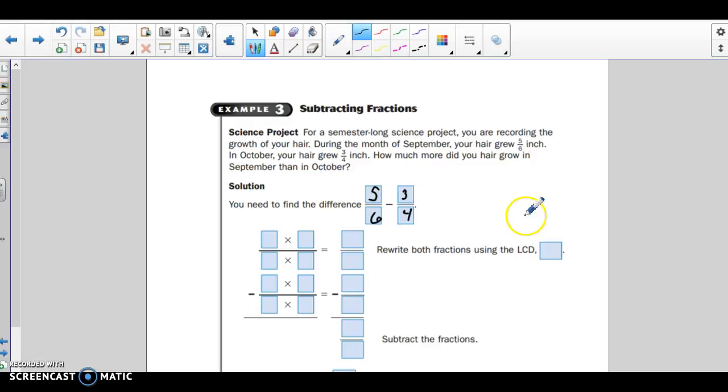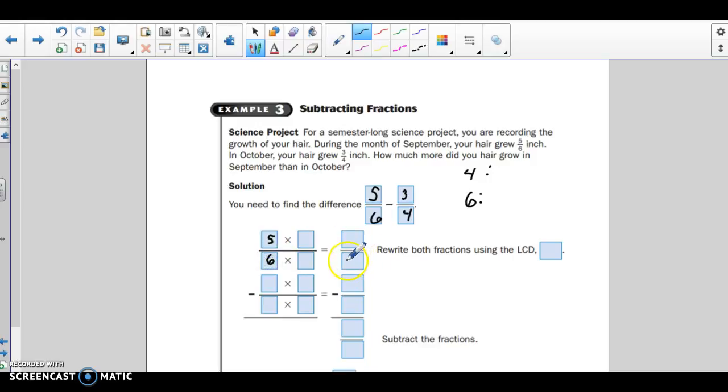Now, can we subtract them right now as is? No, because they don't have a common denominator. All right, so let's look at 4 and 6. What would be the least common denominator? 12. Very good.